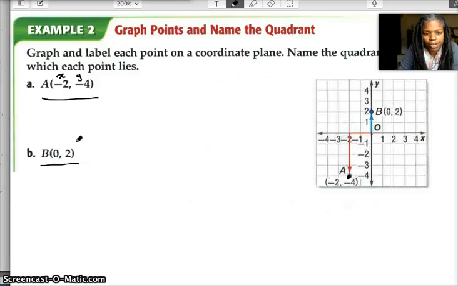Similarly with B, we're going to start off looking for where our x location is. Our x location is at 0, so we're not going anywhere. We're going to stay right there. In terms of our horizontal movement, we're not going anywhere, but our vertical movement tells us to go up to 2, so our B value is right here. And that's how you plot points. Let's take a look at our next example.